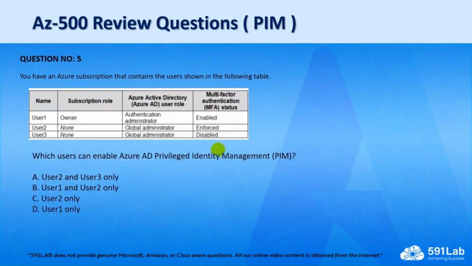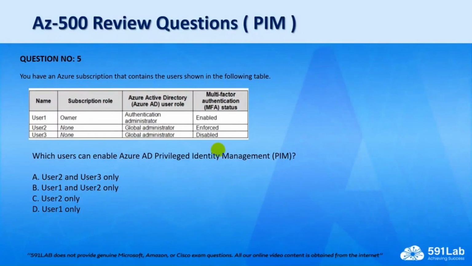Here we have the next question, which is: you have an Azure subscription that contains the users shown in the following table. Okay, read the table. User 1 has an owner role and an Azure Active Directory user role with authentication administrator. Fine. And multi-factor authentication is enabled. User 2 has no subscription role, but it has an AD role, which is called global administrator. User 3 also has no subscription role, but the AD role is global administrator. Now, which users can enable Azure AD Privileged Identity Management?